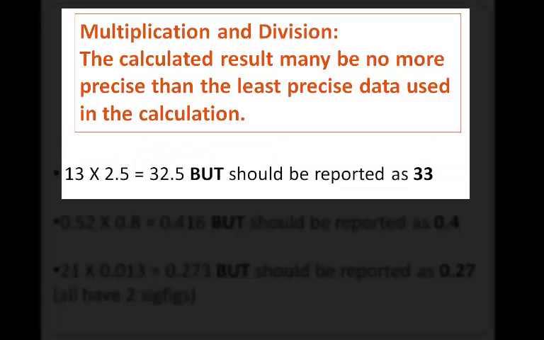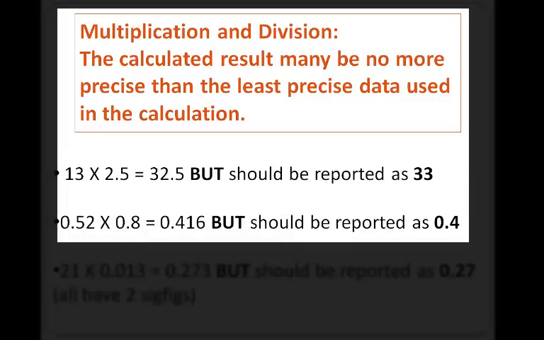So if I multiplied 13 times 2.5, the answer I get would be 32.5 on my calculator. But 13 has 2 significant figures. 2.5 has 2 significant figures. So my answer can only have 2 significant figures. So you would need to round it to 33.